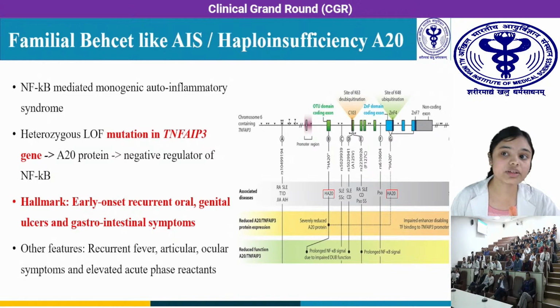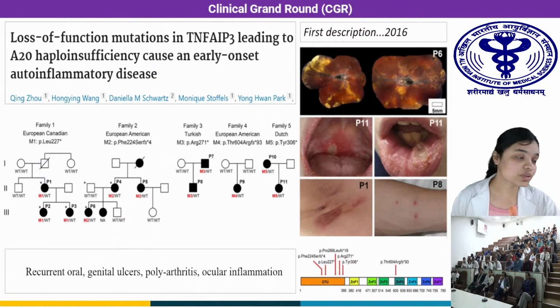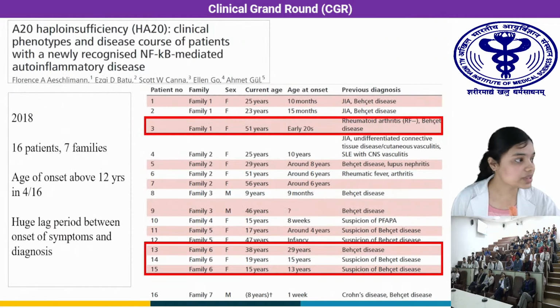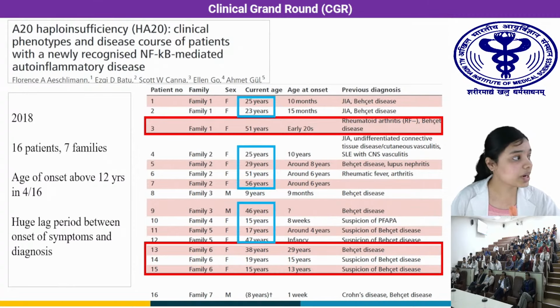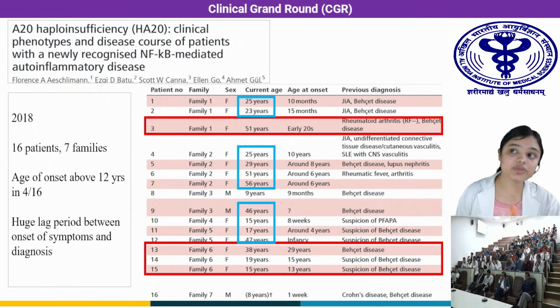The hallmark features include early onset recurrent oral and genital ulcers and gastrointestinal symptoms. It was first described in 2016 in pediatric patients. However, a subsequent study done in 2018 by Florence et al. in 16 patients showed that 4 of these patients actually had adult onset symptoms. And if we take a closer look at the table, the majority of the patients who had childhood onset symptoms ultimately got diagnosed in adulthood. Hence, this monogenic autoinflammatory syndrome becomes relevant for adult physicians as well.